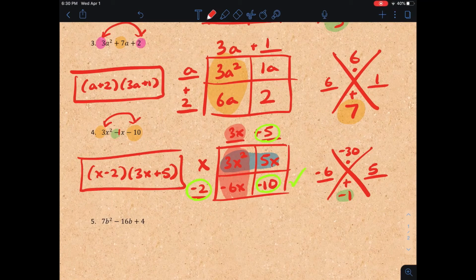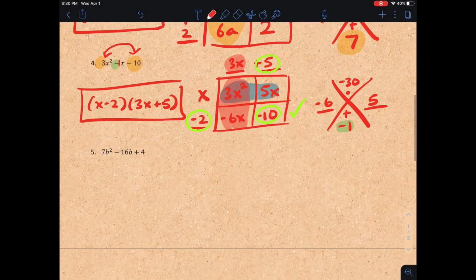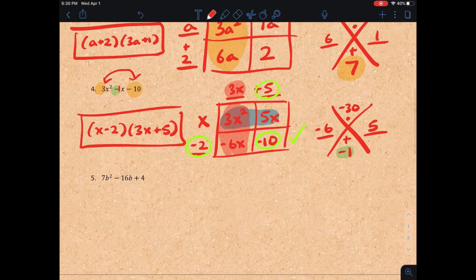How did you do? Did you make any mistakes? Be very careful because there's a lot more steps going on, but it's very similar to what we did in the previous lesson, right? We're going to do one last example for today. I want to see if you can get this correct on your own.